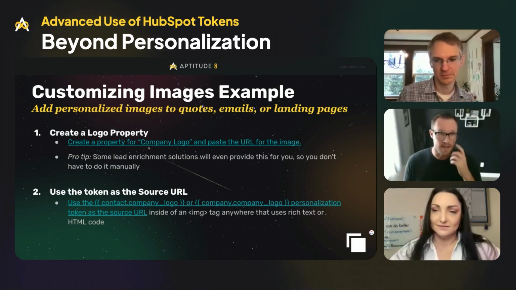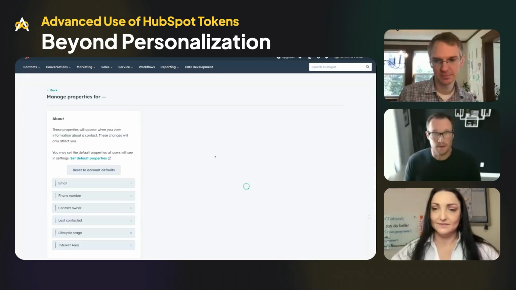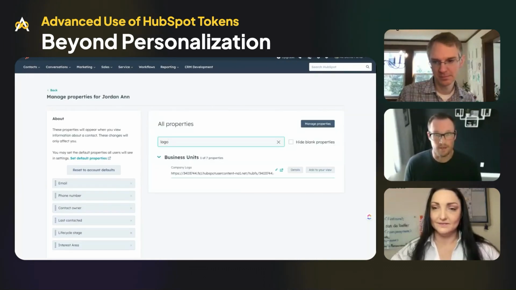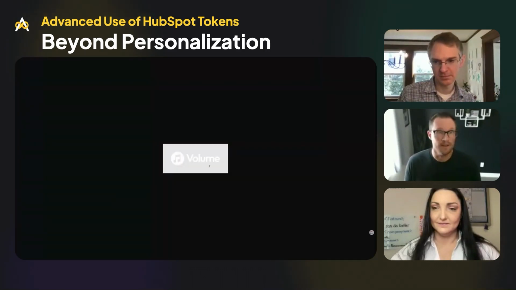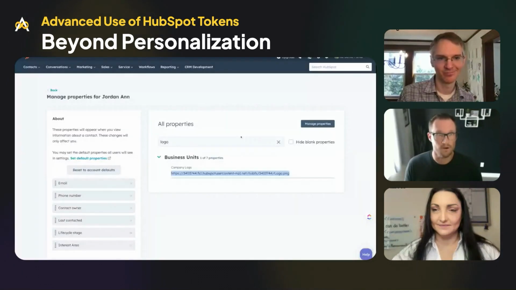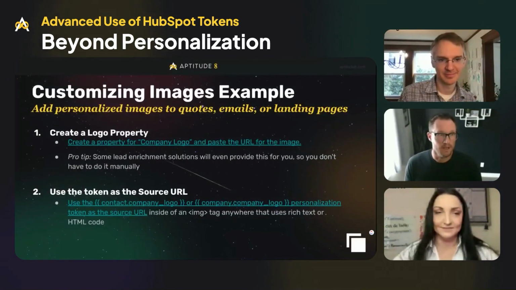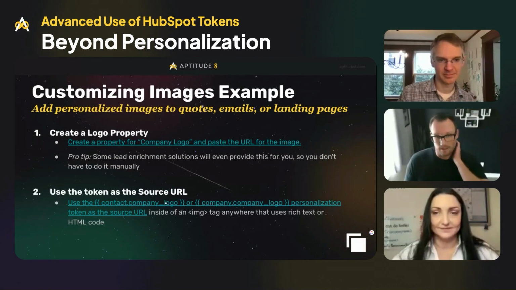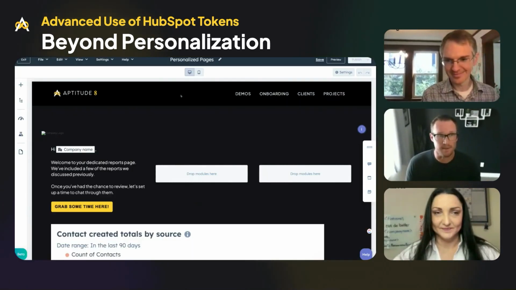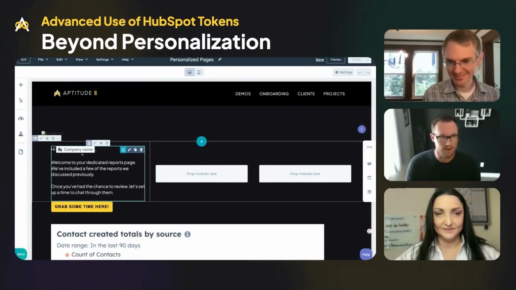So we're going to go ahead and store that URL of that logo. Here, we'll just copy that to show you that's a valid URL, right? We got a logo for the volume company here. And we're going to use that as a source URL inside of a landing page to personalize the landing page experience here. So obviously you can see we've got our company name here.